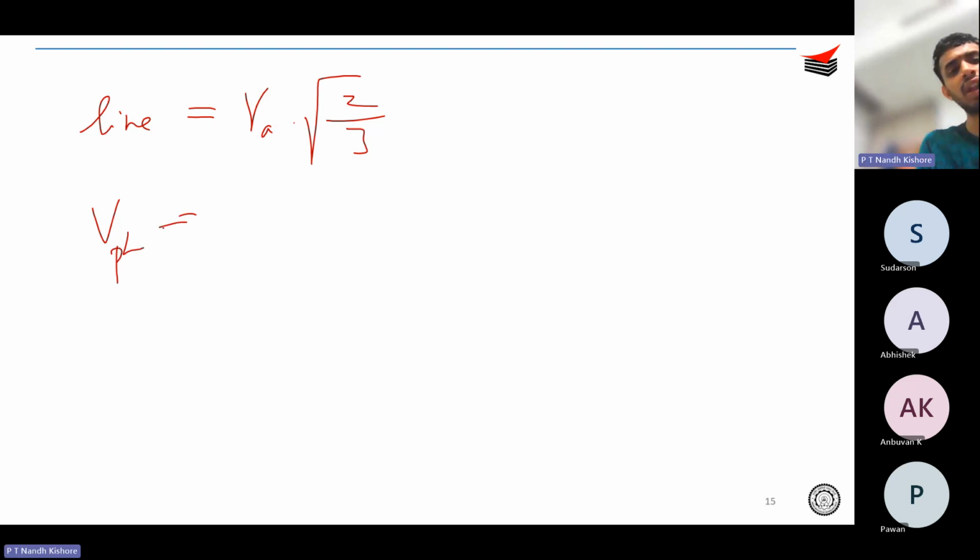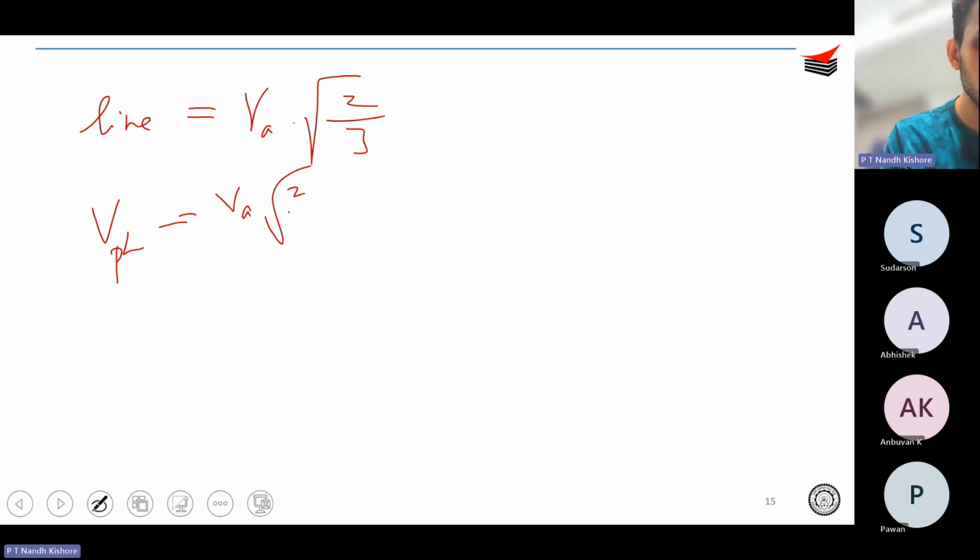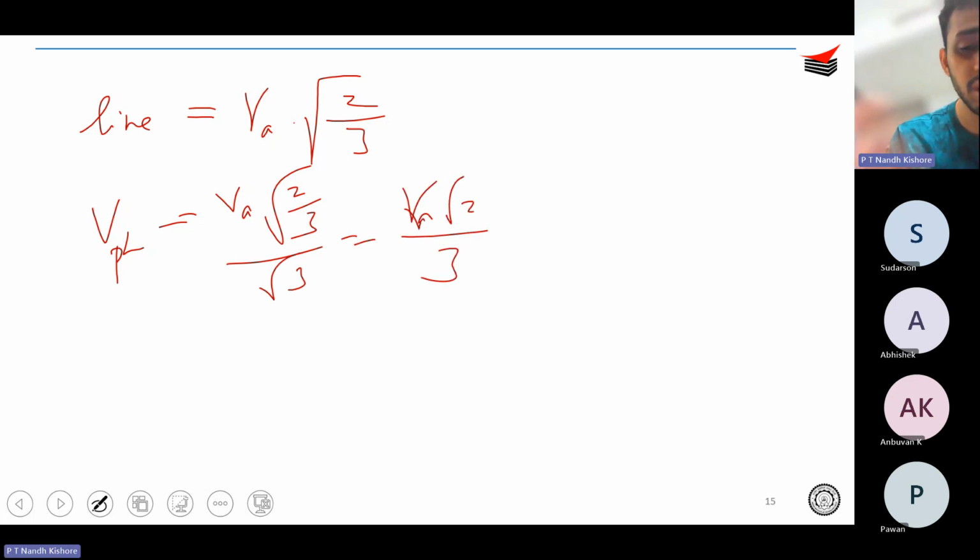So can you tell me, if the line is something like this, what will be the V phase? What's the relation between line and phase voltage, if it is star connected? Root 3. Line voltage is root 3 times phase, so phase is line by root 3. So VA is root over 2 by 3 divided by root 3, which is VA into root over 2 over 3. This is the simplest method. Please follow this method.